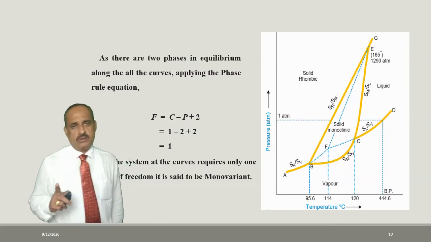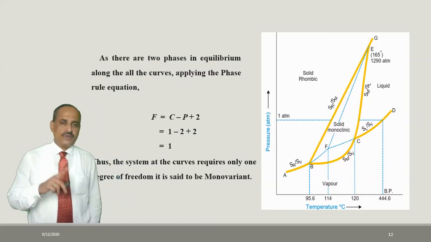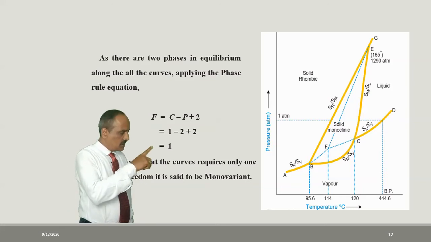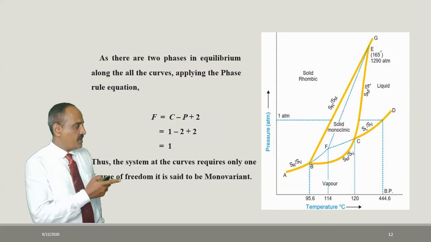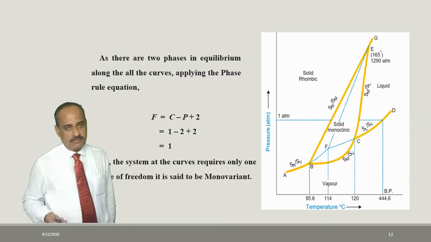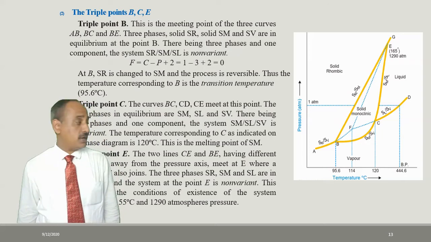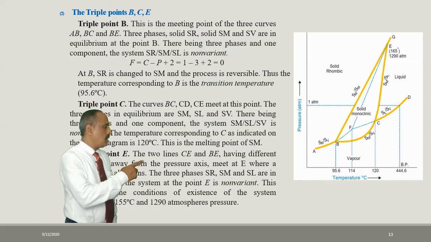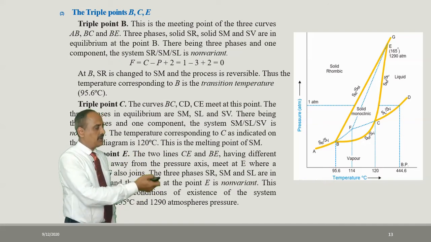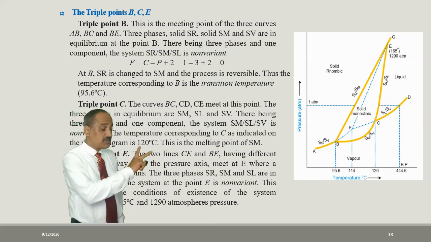So, what we should note here is that along each curve there are 2 phases in equilibrium. If I consider, for example, curve EG, you can see in the diagram, along curve EG there are 2 phases in equilibrium, that are solid rhombic sulphur and sulphur liquid. Again, if I consider the curve CE, which is the fusion curve of sulphur monoclinic, along CE there are 2 phases in equilibrium, that is sulphur liquid at the right side and at the left side the sulphur monoclinic or solid monoclinic. So, there are 2 phases in equilibrium.